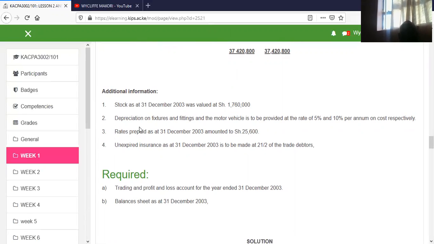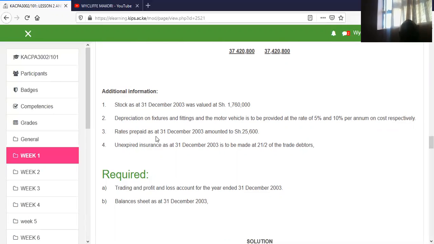But now you are told here that by the end of this year, there was this stock. Actually, this is simply the closing stock. Then you are told that depreciation on fixtures and fittings and the motor vehicles is to be provided at 5% and 10% per annum on cost respectively. And here it is a case of an adjustment. And remember, when it is on cost, we use the cost. But if it is on reducing balance, we must rest the depreciation for the previous year.